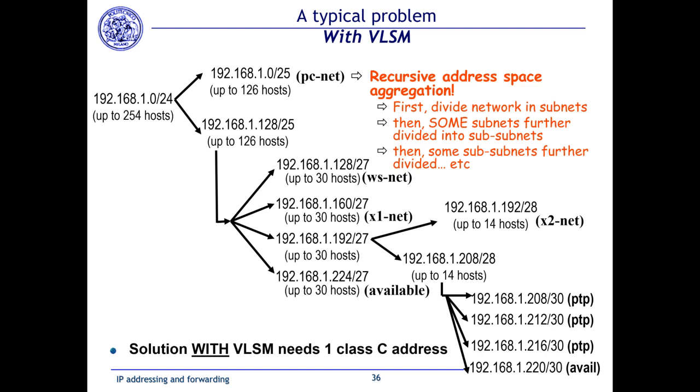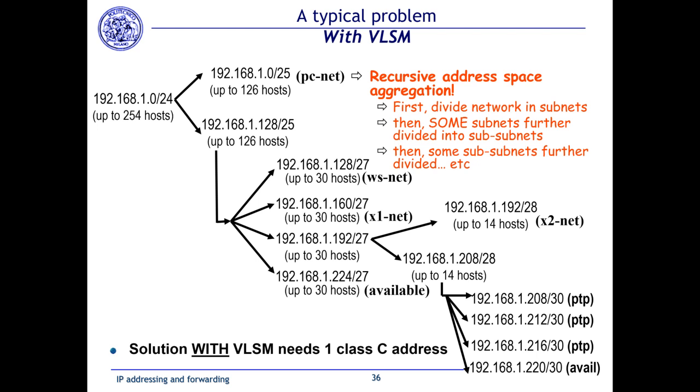Then the first block is assigned to the PCNet, the network with 100 hosts. And it's enough because you have 126 addresses that are assignable. And so this is already done. Then you have this block of 128 addresses. You start splitting the block in a recursive way. So you consider the next networks with the highest number of hosts.